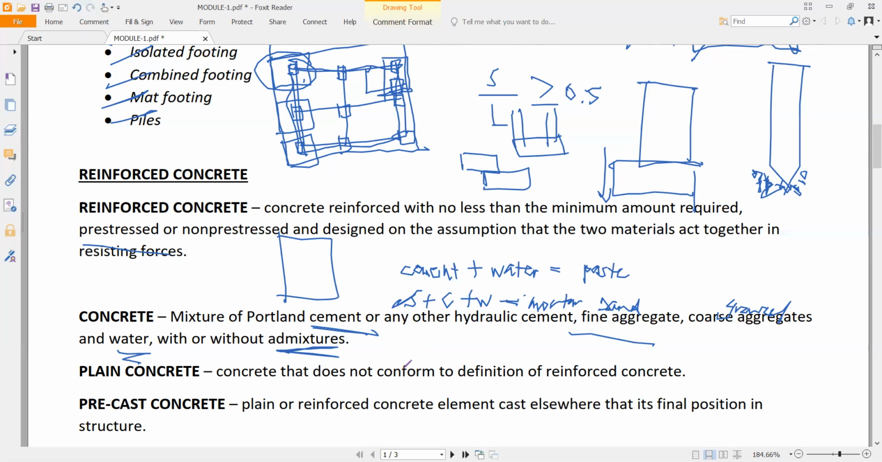So we also have plain concrete. So the plain concrete is concrete with no reinforcement. So it does not conform to the definition of reinforced concrete. The concrete mixture itself, that is your plain concrete.